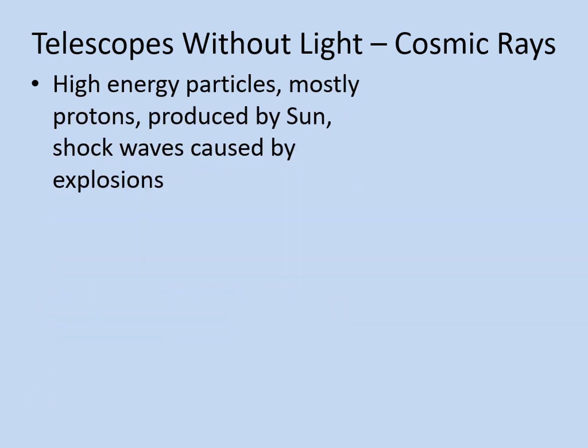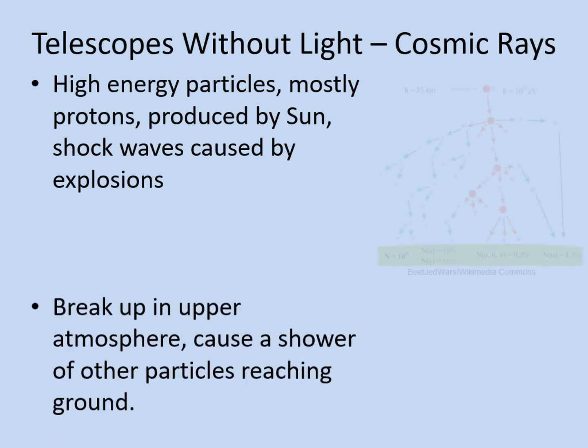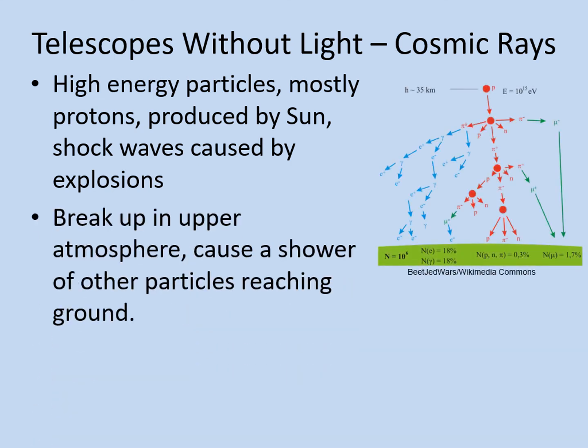Cosmic rays are mostly protons moving through space at almost the speed of light. Cosmic rays are produced in a wide range of processes in space, including flares from the Sun and shock waves caused by supernova explosions. When a cosmic ray hits the Earth's atmosphere, it shatters and produces a shower of smaller particles that come crashing down towards the Earth's surface.